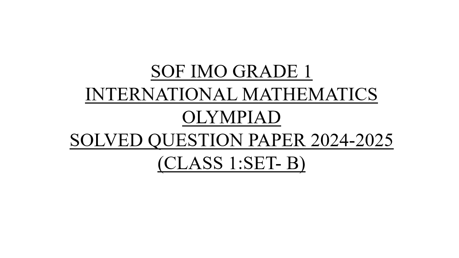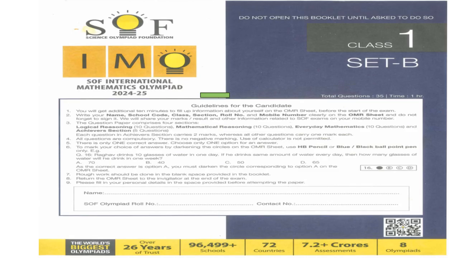Hello all, in this video we will discuss the SOF International Mathematics Olympiad question paper for the year 2024-25, and this question paper is for class 1 and the paper set is set B. So this is the first page of the SOF IMO question paper of the year 2024-25, for class 1, and the paper set is set B.